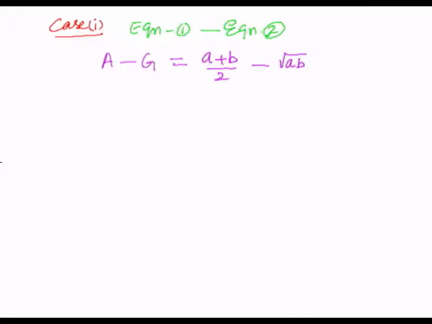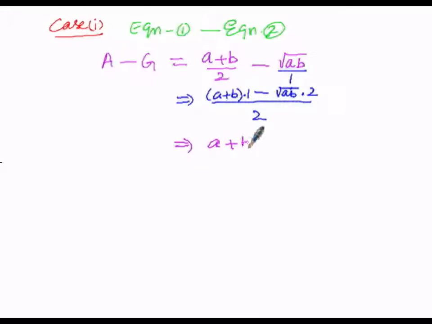The next logical step: the LCM will be 2, because the denominator will be 1 here. The 2 and 2 get cancelled, because 2 ones are 2, so the numerator is A plus B. In other words, when the LCM is divided by the denominator, 2 divided by 2 is 1, minus root AB written as it is, into, when the LCM is divided by this denominator, 2 by 1 is 2. That implies (A plus B) once is A plus B, removing the brackets, minus 2 into root AB, which can be written as 2 root AB, overall divided by 2.